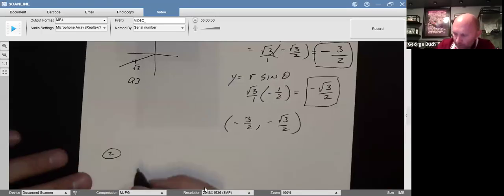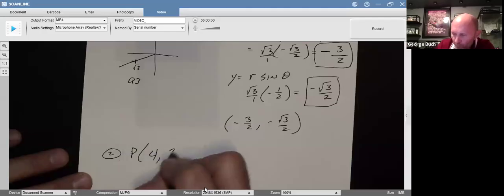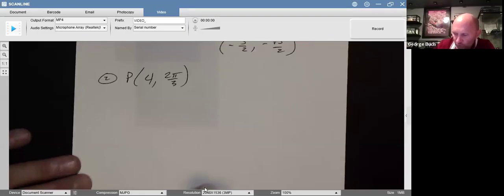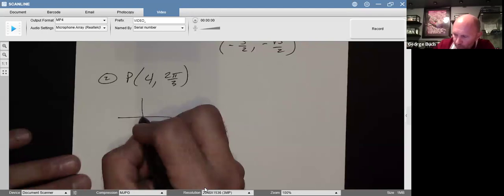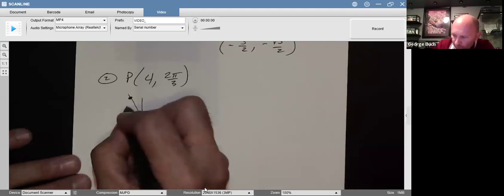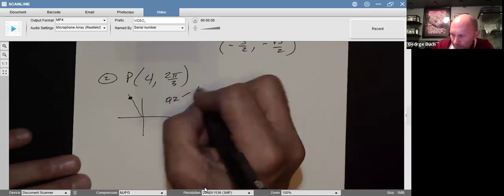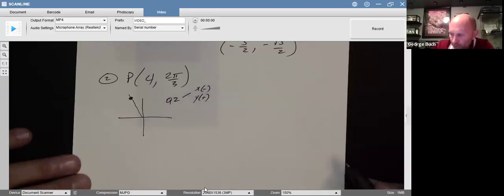And then second, I have the point 4, 2 pi over 3. So again, let's just draw a quick plot. 2 pi over 3 is up here in quadrant 2. R is positive, so I'm coming out here 4 units. So this guy is in quadrant 2, which means my x should be negative and my y should be positive. So let's check it out.